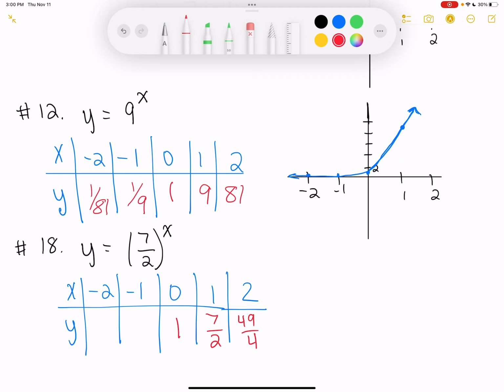Now remember what I told you. With these, when they're a whole number, you're writing it as 1 over whatever that number is. When they're a fraction, all you do is flip them. So at -1, it's going to be 2/7. At -2, it's going to be 4/49.